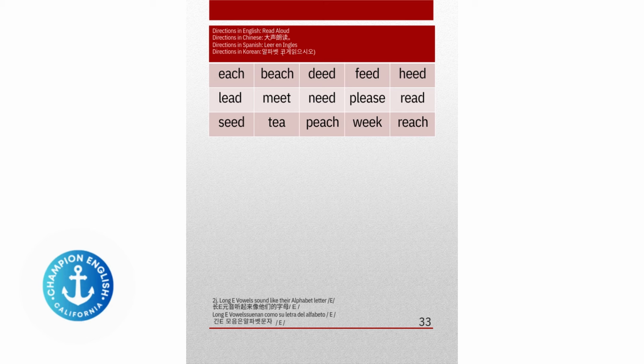Okay, students, we are now going to take our time and sound out each word very slowly. So here we go. B and each, beach. D and eat, deed. F and eat, feed. H and eat, heed. L and eat, lead. M and eat, meet. N and eat, need.